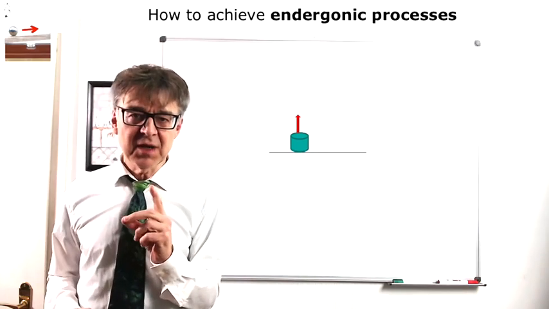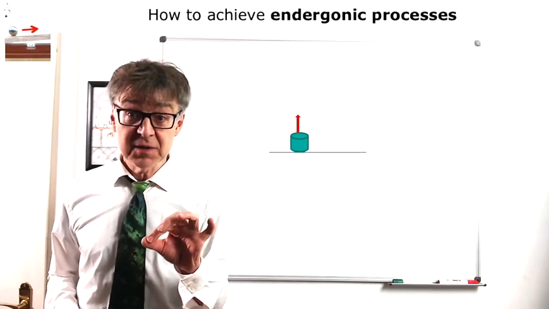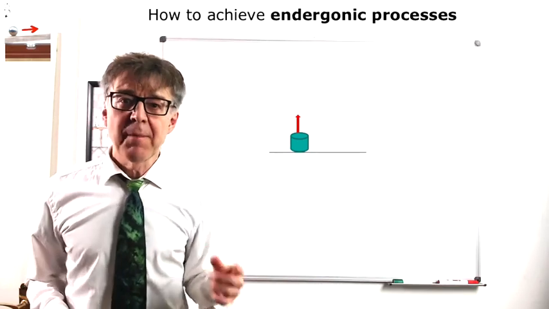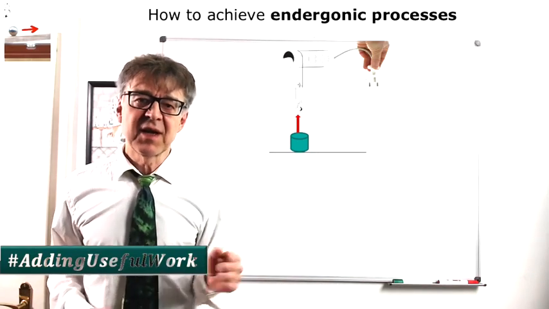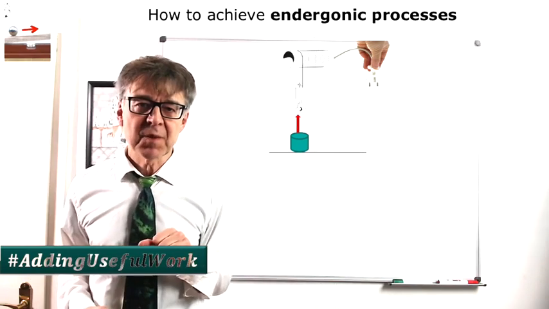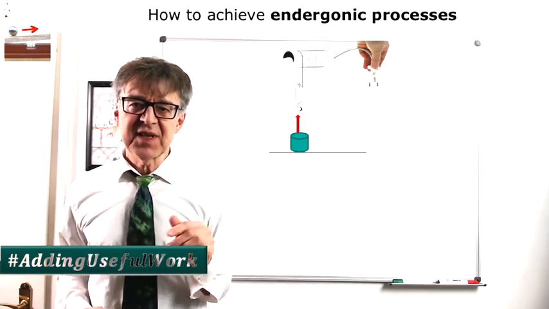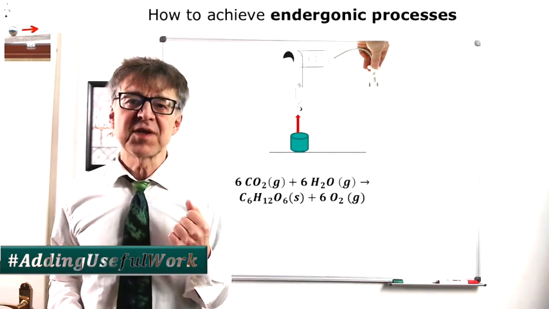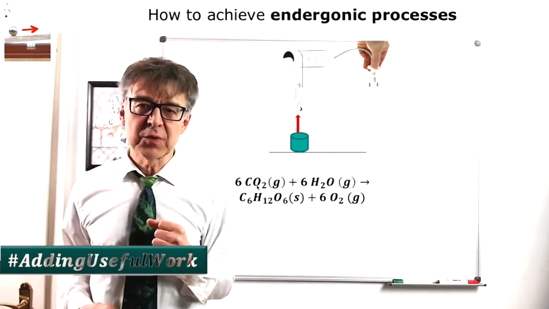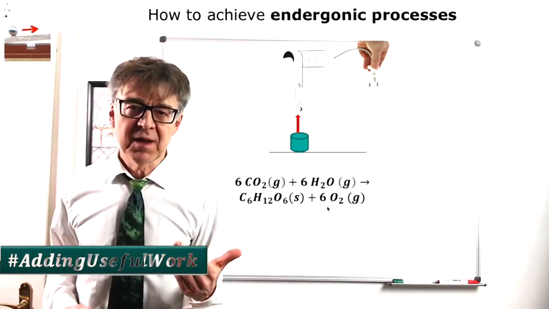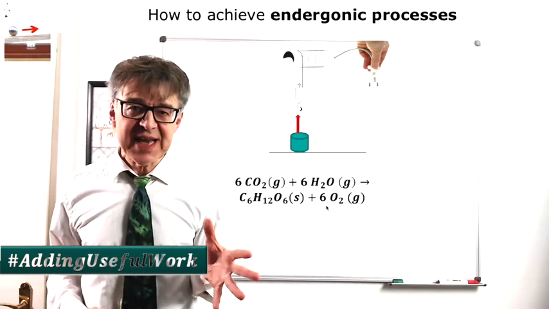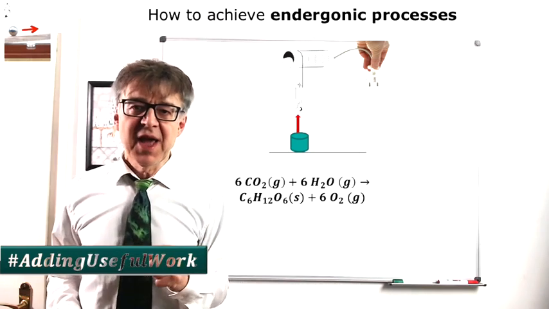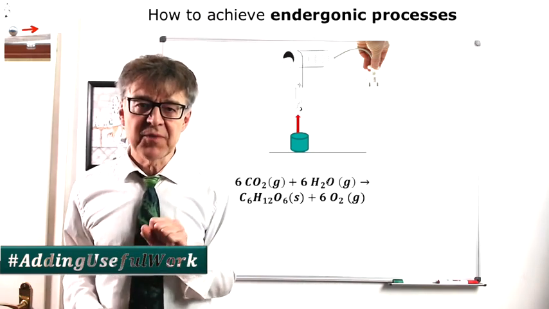And this energy must be supplied not as heat, not as pressure-volume work, but as so-called useful work, for example, by connecting the weight to an electric motor. Such a persistent endergonic reaction is, for example, the conversion of CO2 and water into glucose and oxygen. This so-called photosynthesis only works because light energy, useful work, can be coupled into the system from the outside.